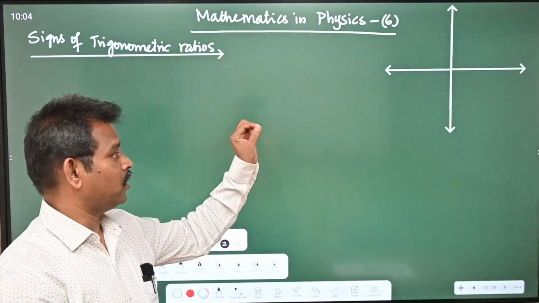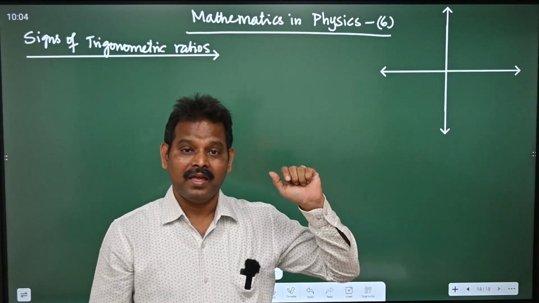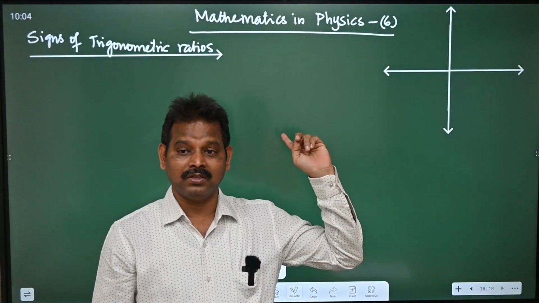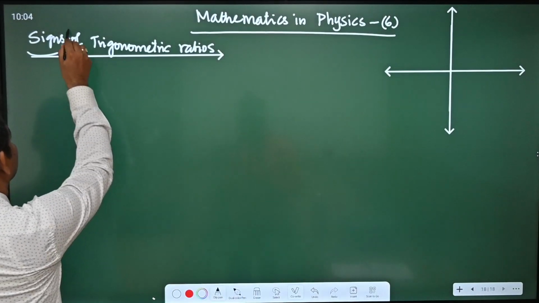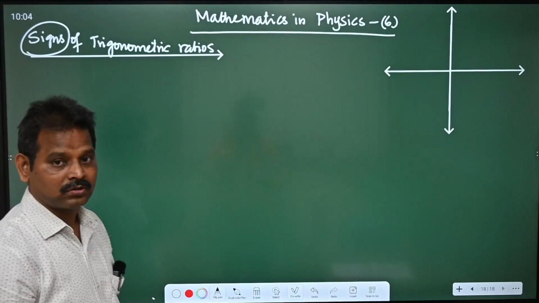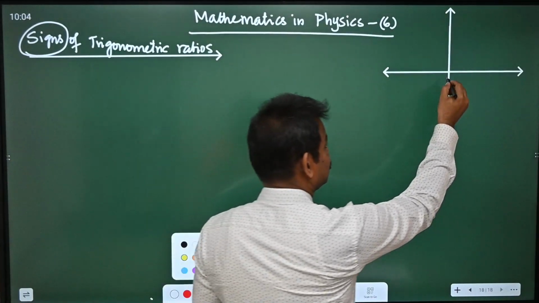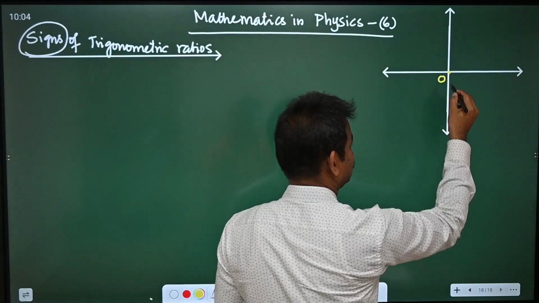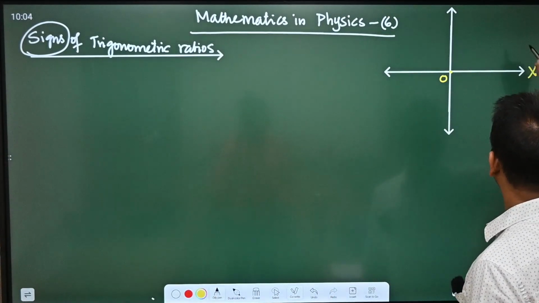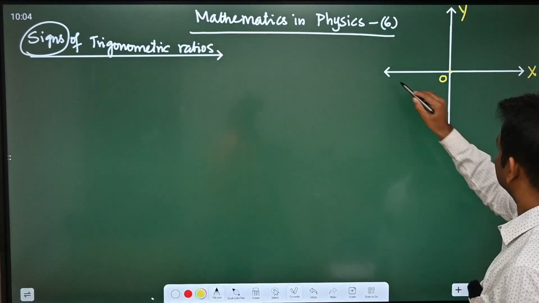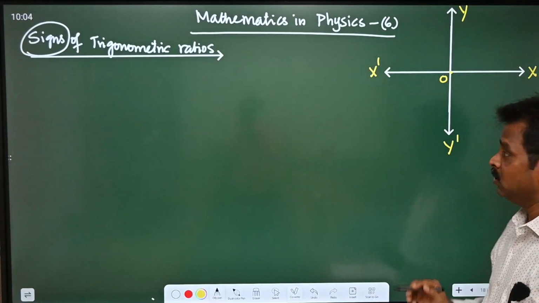Today, the most important topic in trigonometry, and most of the students are afraid while applying these concepts, that is signs in trigonometric ratios. Here, I am going to take this as the origin of this xy axis. So this is x-axis, this is y-axis, this is x dash, this is y dash axis.